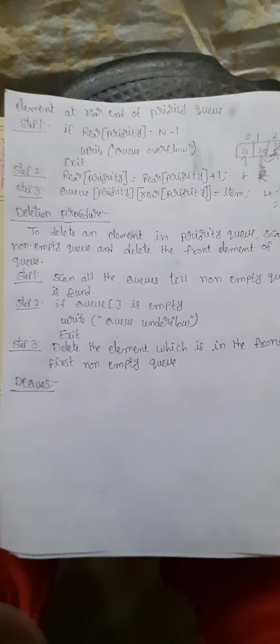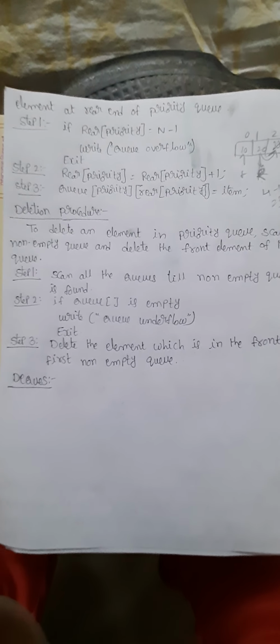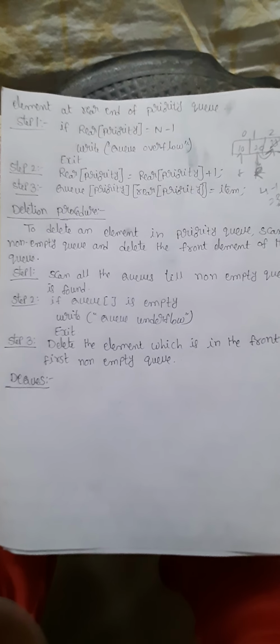And with the priority, we have to give the priority number as well as the item, in which priority it has to be inserted. After incrementing the rear value, queue of priority and rear of priority equals item. That means it has to take the queue number as well as the rear of that priority, that is, in which position, in which rear end it has to insert the element. That is the algorithm for insertion.